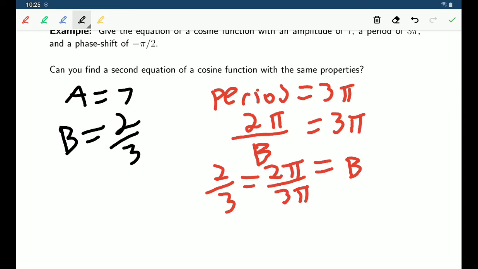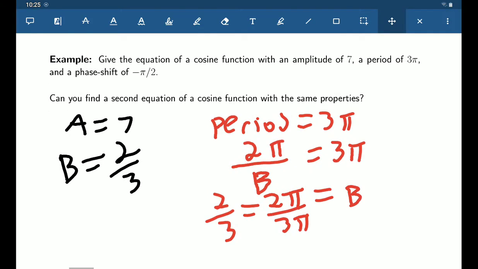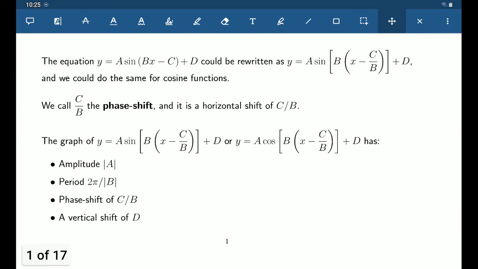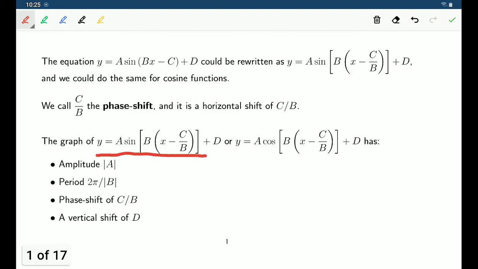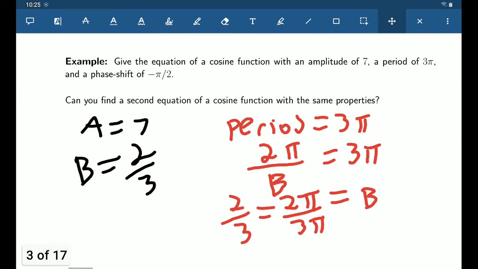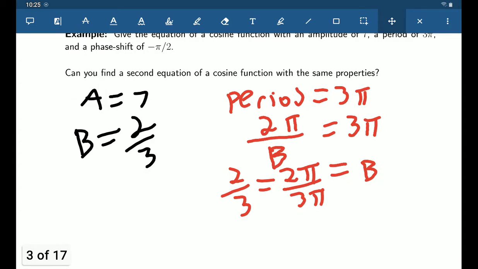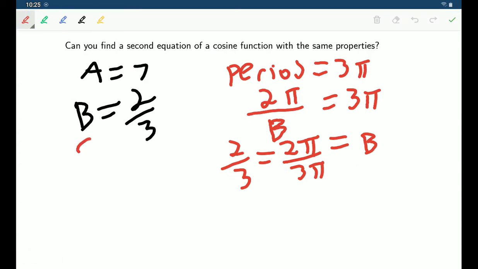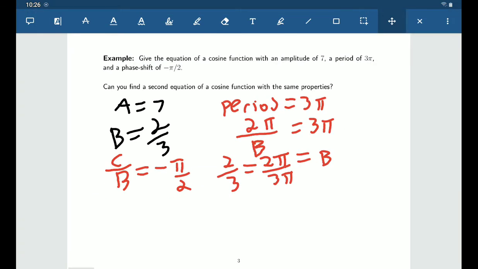Thirds. And then finally, our phase shift of negative pi over 2. Reminder that when we have our equation written in this form, our phase shift would be c over b. So, going backwards, since our phase shift is supposed to be negative pi over 2, then c over b should be negative pi over 2. And now we will put it all together.